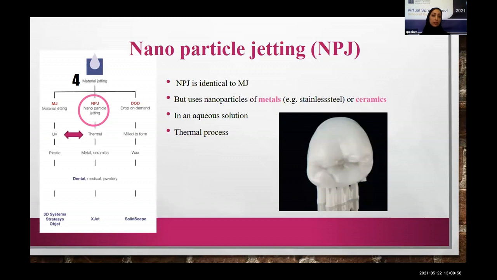Nanoparticle jetting, or NPJ, is identical to material jetting but uses nanoparticles of ceramics or metals which are delivered in an aqueous solution. And after heat application, the liquid evaporates, leaving the residue of ceramic and metal, which are forming the 3D objects.